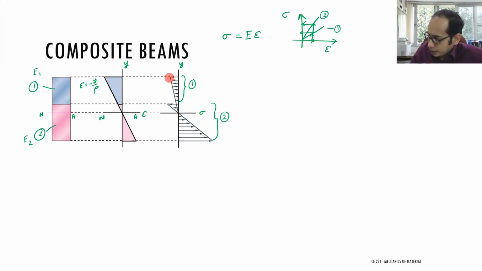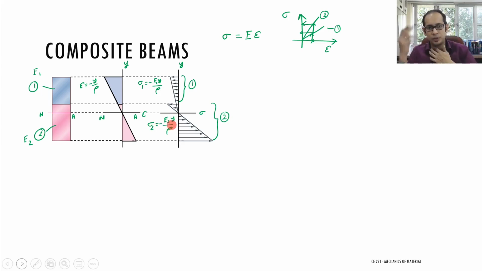For material 1 we can write that sigma 1, as we know, is minus E1 times y divided by rho. And for material 2 I can write a similar formula, that is sigma 2 equals minus E2 times y divided by rho. This is the generic formula based on the distance y that we have over here. So these are the two things that we see.